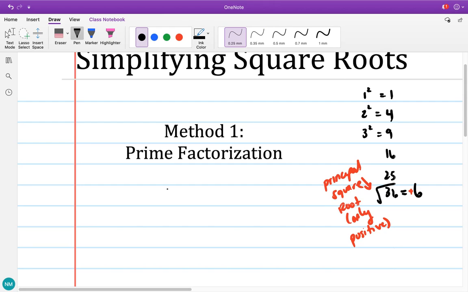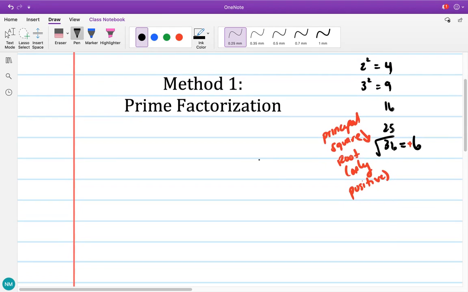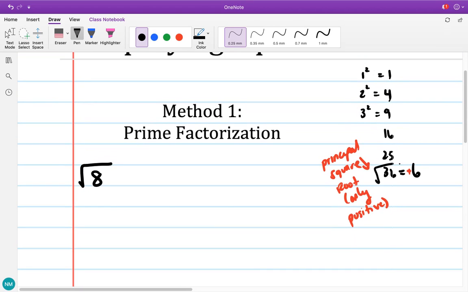So what is the prime factorization method? This is for when you are simplifying a square root that is not a perfect square. So for example, let's do the square root of 8. 8 is not a perfect square, obviously, because look at our list of perfect squares: you go from 1 to 4 to 9.